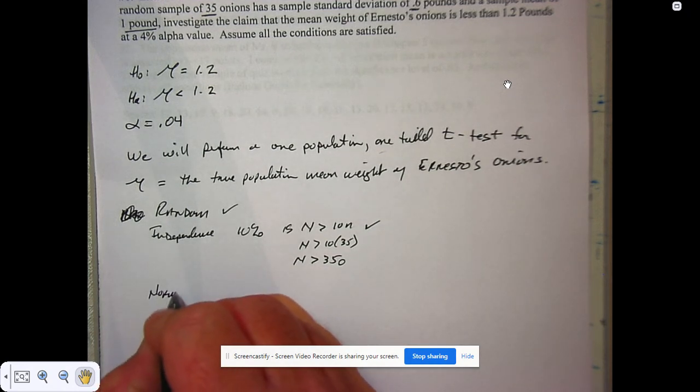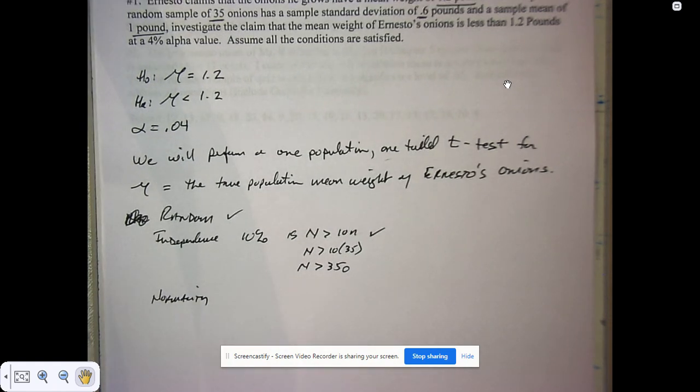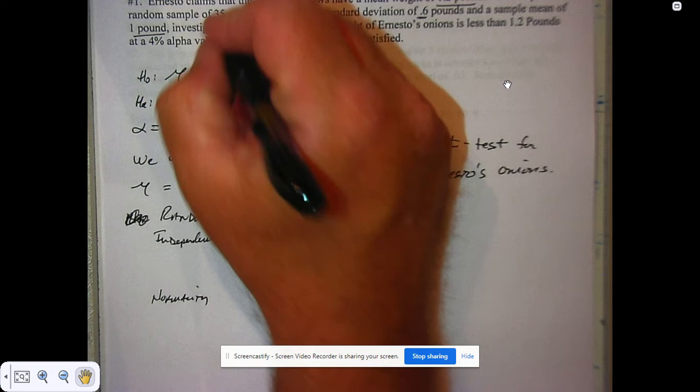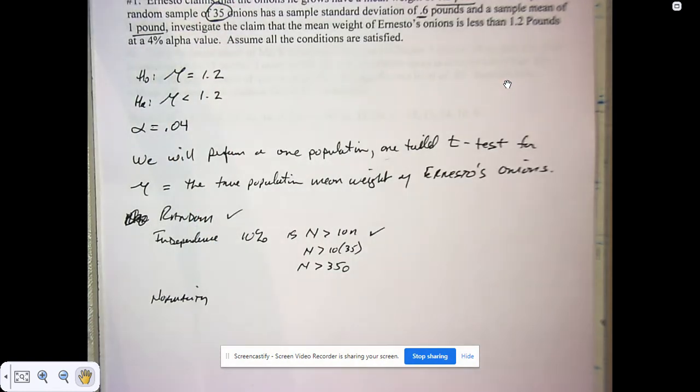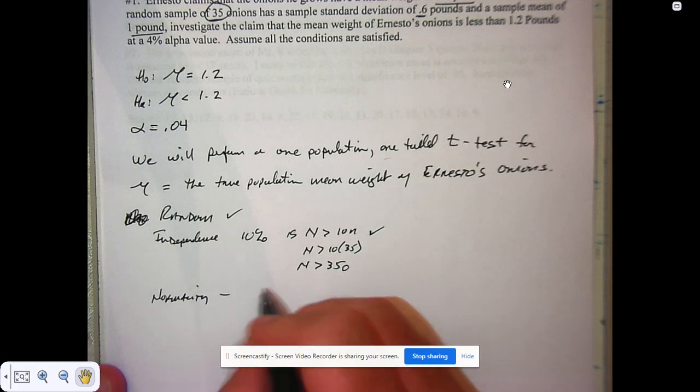Now, normality. It never said that the population of onions was normally distributed weight-wise. So that doesn't work. That's the first one, stated. The next thing we would want to look at is large sample size. We have a sample size of 35. That's more than 30. So normality is yes.